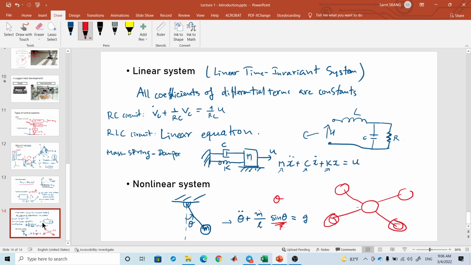But fortunately, for many systems we can control them by looking at the linear version of the nonlinear system. I mean, we can derive the equation for a system which is nonlinear, but then we do the linearization and we can look at the linearized version. We can design a controller for the linearized version, and that controller can be applied to the nonlinear system.